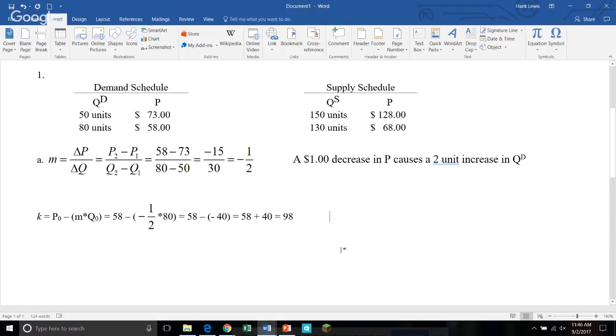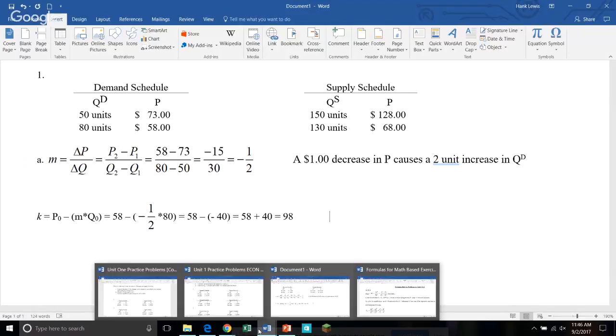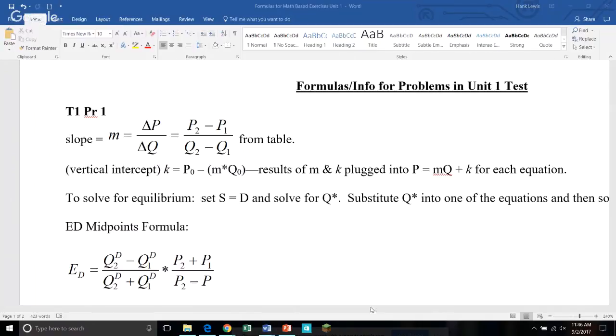Now, we're still not done. Let's talk about the equation representing demand here. All demand equations take the format of P is equal to M times Q plus K. But what you do is you take the results of M and K and plug them into there. So I'm going to copy this and paste this over into the document we're working in here.